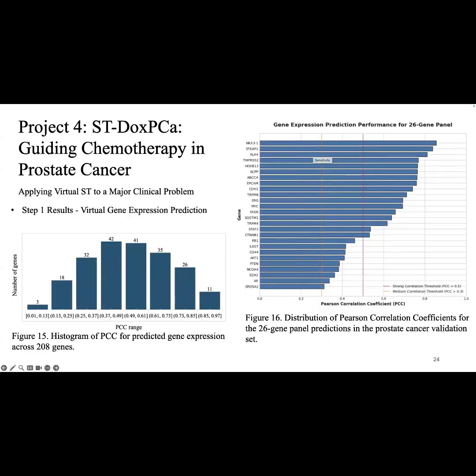So first, let me show the gene expression prediction performance. This histogram shows the distribution of Pearson correlation coefficients for our 208 predicted genes. The majority of the genes show positive correlation between the predicted and the ground truth, with many achieving a correlation above 0.4. From these 208 genes, we have selected 26 genes based on prostate cancer, and the prediction is even better.